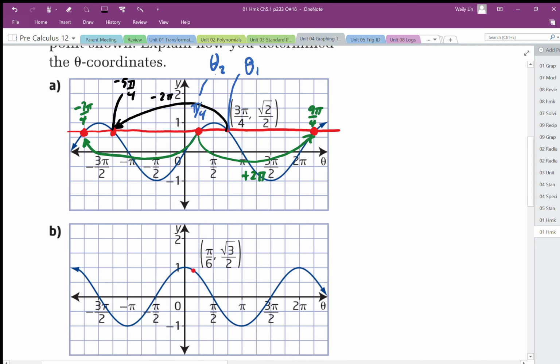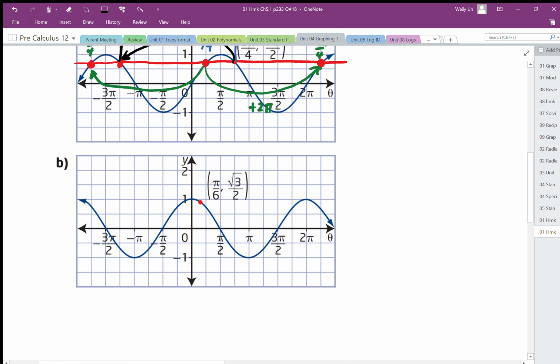And we can do the same thing with the cosine. Here we have 30 degrees or pi over 6. As I draw in the line at the same y-coordinate, I can see that it crosses at this point here. That would represent the symmetrical point, or this point here, this point here, and this point here. So again, I can use the symmetry to get the other points. I'm going to call this theta 1.